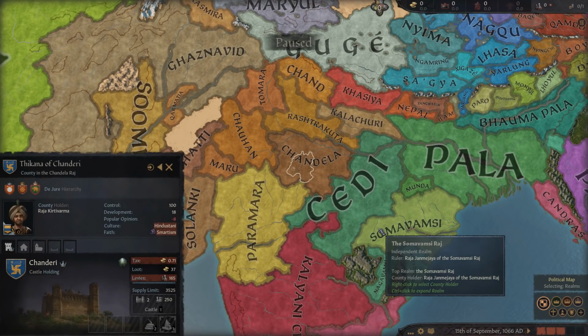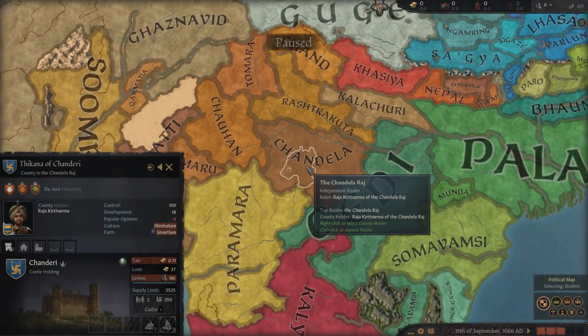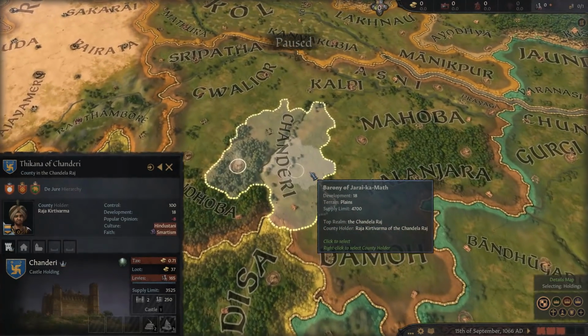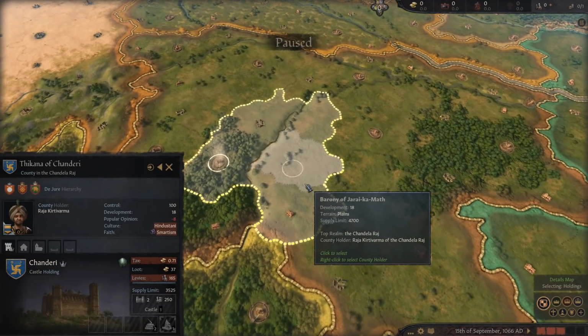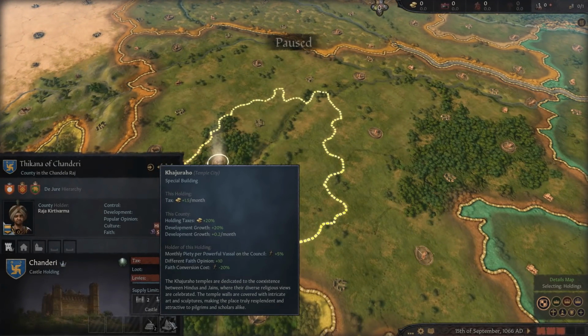Now heading north of where we just were, still in India, to Chandela and to the county of Chanderi, here we have Khajuraho. Now, Khajuraho is another one that is the temple city. It is always constructed in 1066. All you need is the money to build this. If you start in 867, it has nothing to do. You don't need any innovation or anything like that, but you do need to be of Eastern religion for it to be enabled.